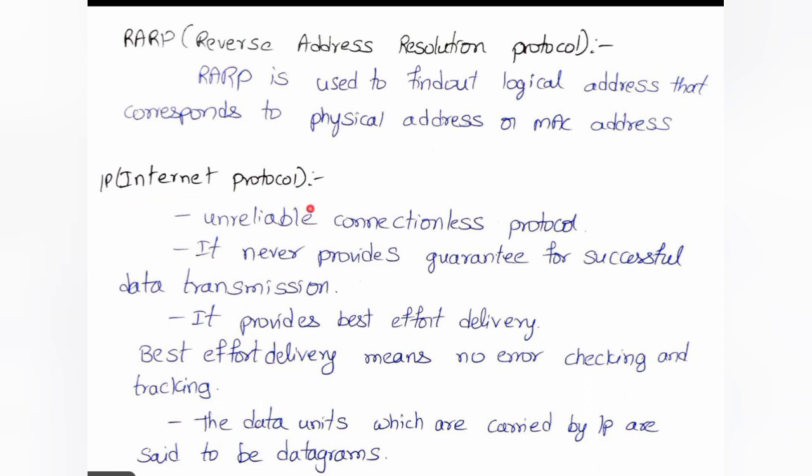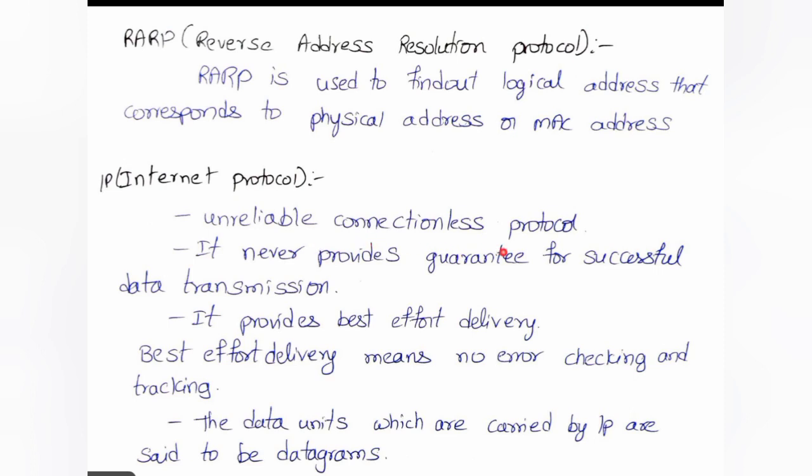So the next protocol in the network layer is Internet Protocol. It provides an unreliable connectionless protocol. So what is meant by unreliable? Unreliable means the data may be lost, and if the sender is sending some frame to the receiver, there is no acknowledgement from the receiver whether the sent data is received or not. So unreliable means there is no acknowledgement and the data may or may not transfer safely.